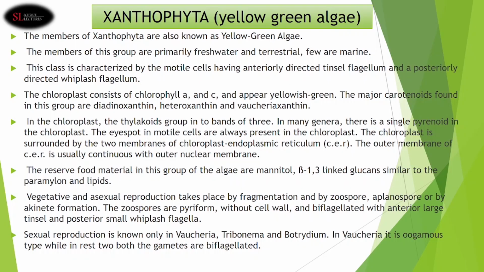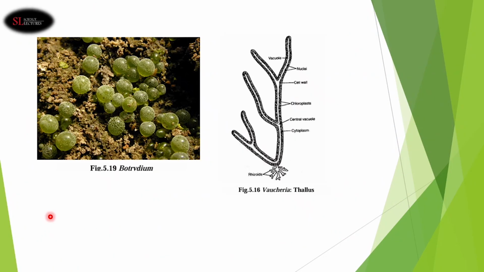So we need to look at some of the examples of Xanthophyta. We have here Botrydium, and this is Vaucheria.